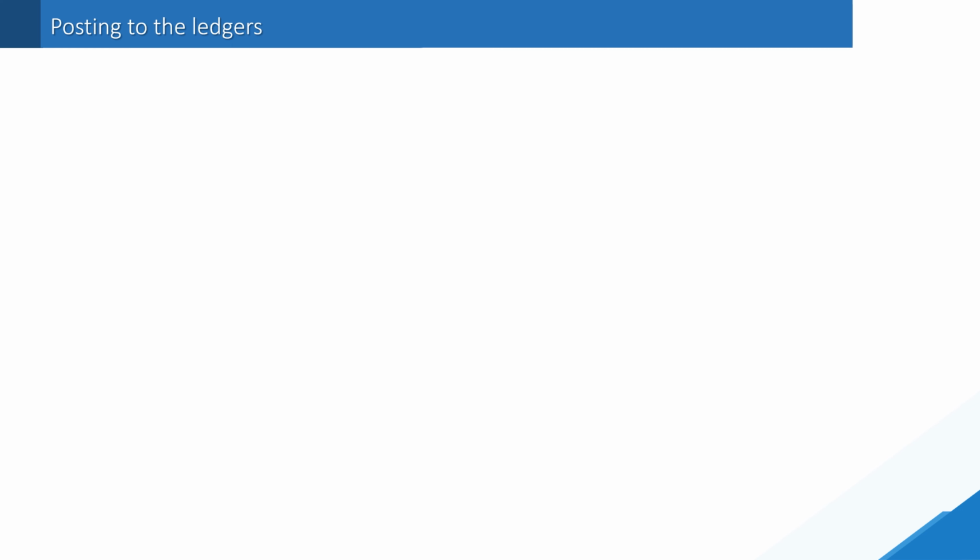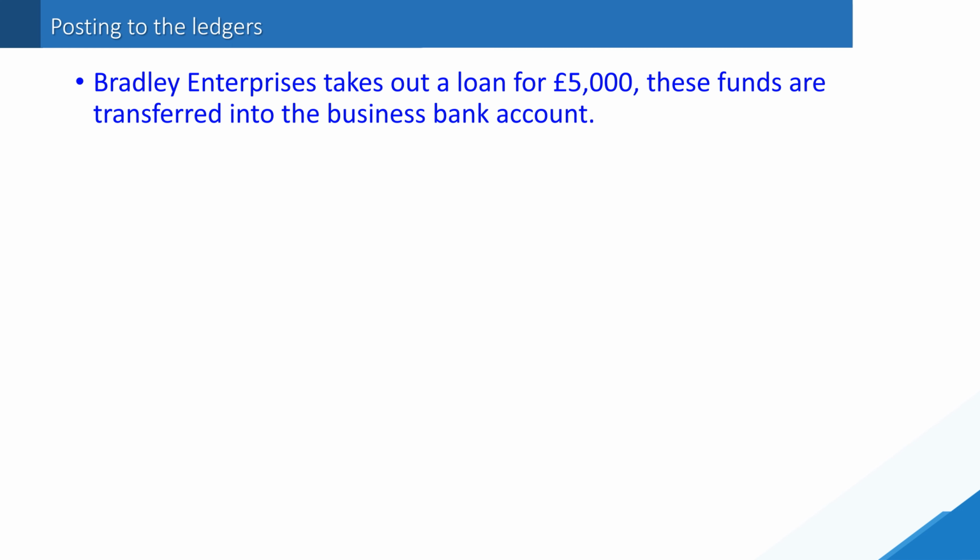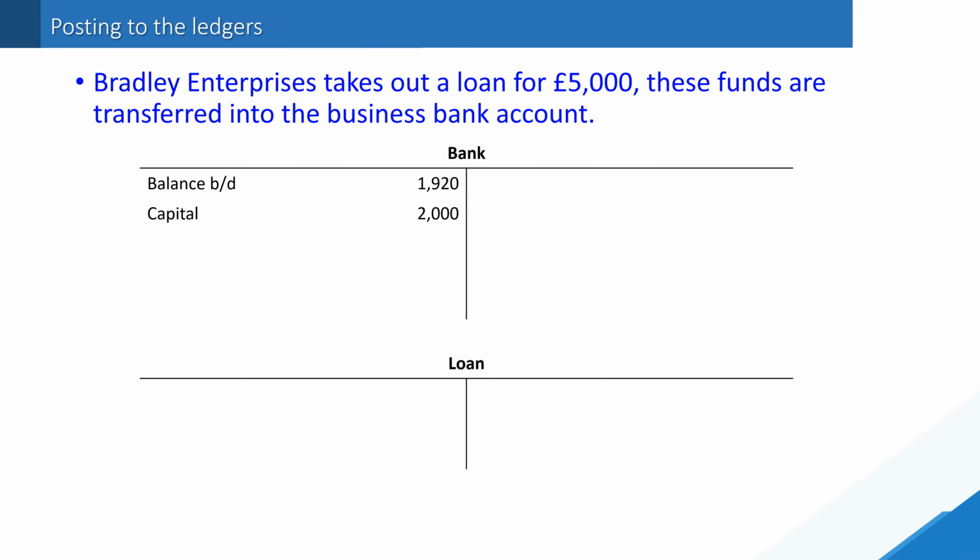The next transaction we look at is a loan transaction. Bradley Enterprises takes out a loan of £5,000. These funds are transferred into the business bank account. So we naturally need a bank account to record this receipt. The other account we need is a new account called loan. Within the bank account, you can see there is the initial balance brought down from the trial balance, and there is that £2,000 capital, which is from the previous slide.